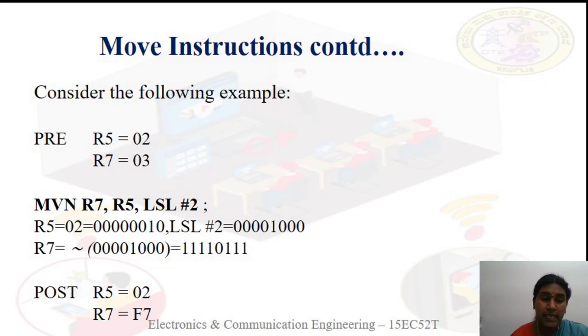So my dear students, keep in mind the simple move instruction means whatever content is there in a source register will be directly moved into the destination without any manipulation. But in the MVN instruction, before moving the content of the source register into the destination, you have to do the ones complementation, that is you have to convert zeros to ones and ones to zeros. Then afterwards you have to move the content into the destination register.